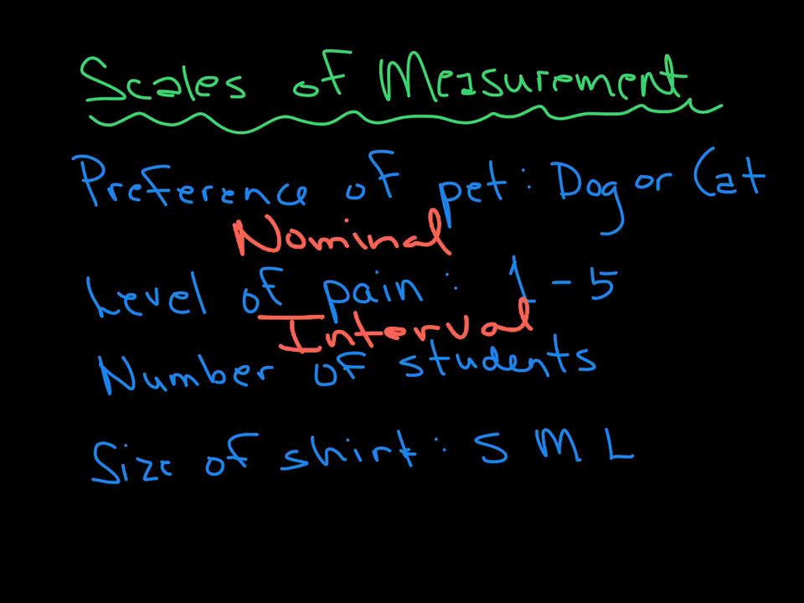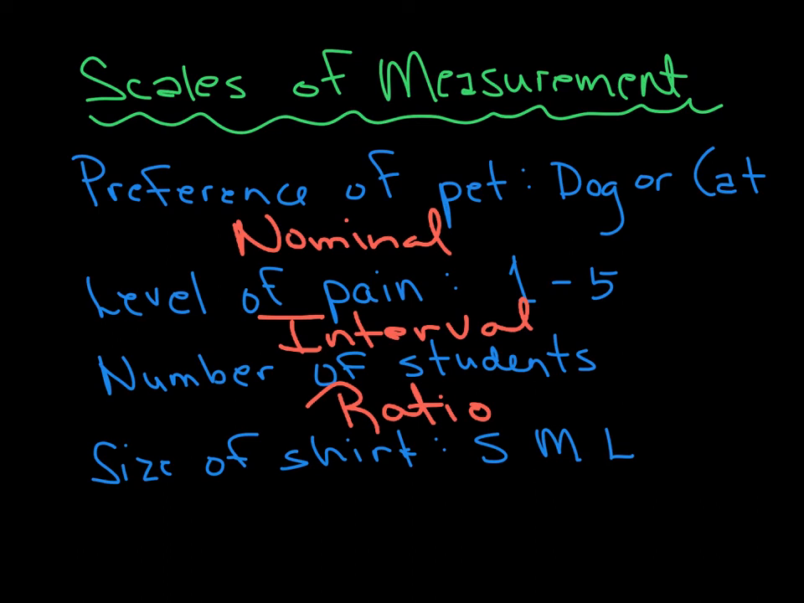And then number of students. Remember, I said I could have 0 students or I could have 500 students, but I can't have half a student. But 0 is a real number. It means I don't have any students. So in that case, we have ratio data. And remember, the classifications were quantitative and discrete.